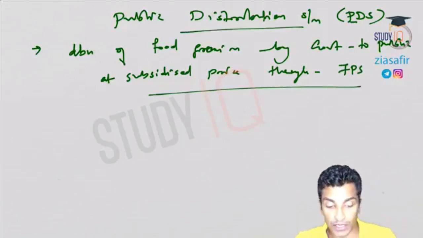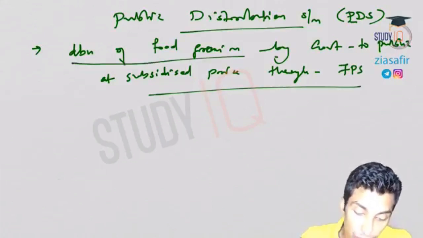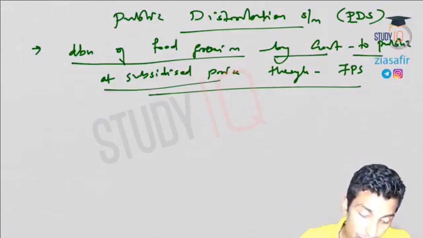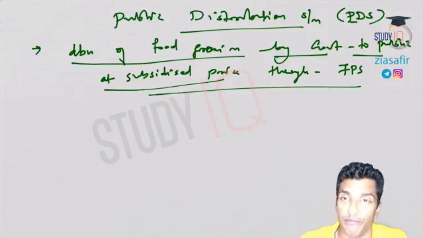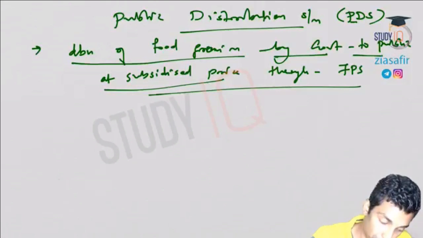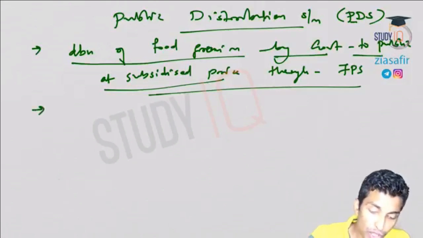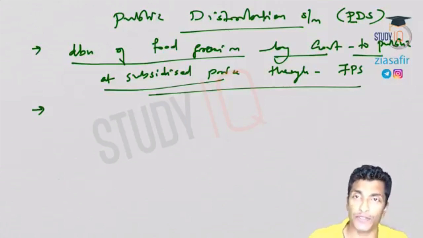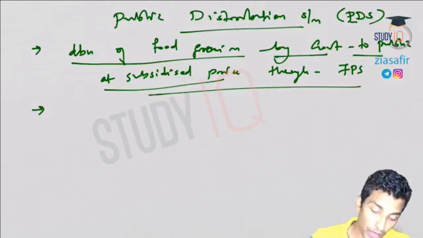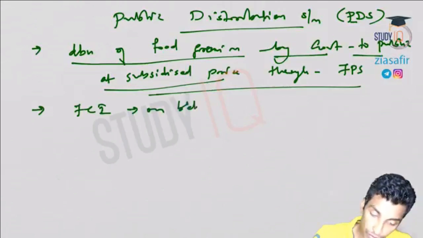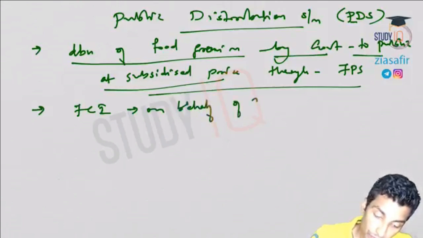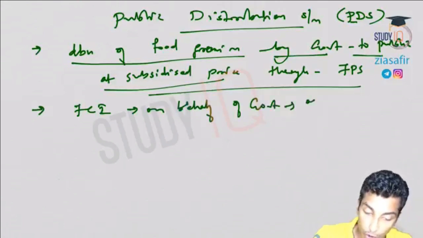So what is the public distribution system? It refers to distribution of food grains by the government to the public at a subsidized price through fair price shops, FPS, that is ration shops. Now who is operating this? FCI is operating this on behalf of the government. You can write it in a proper sentence.